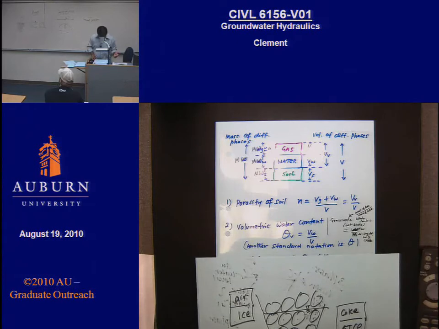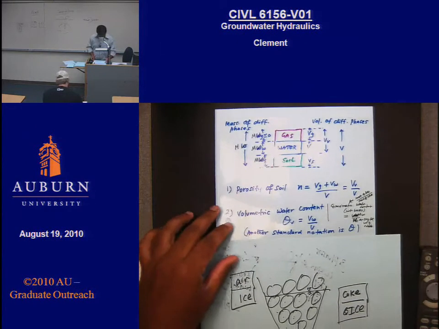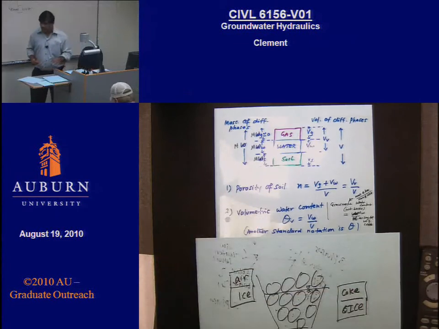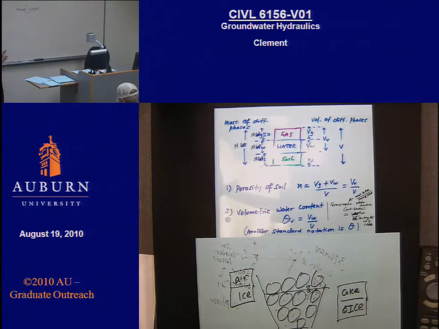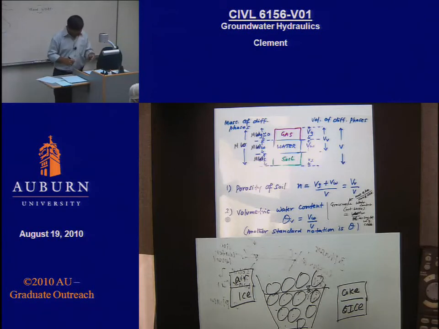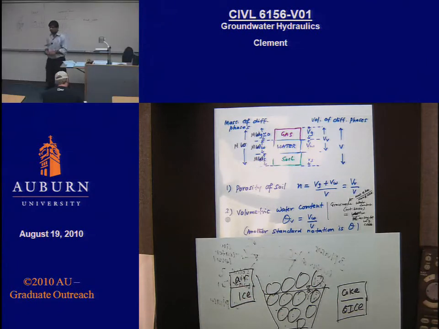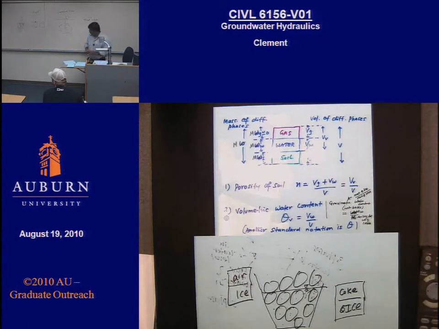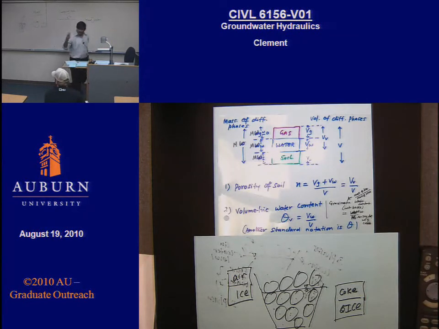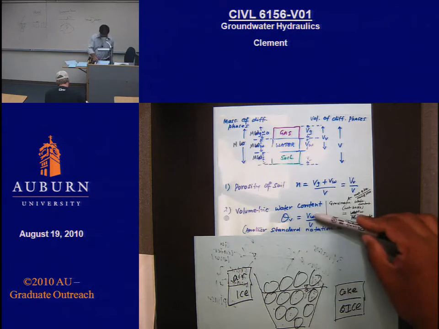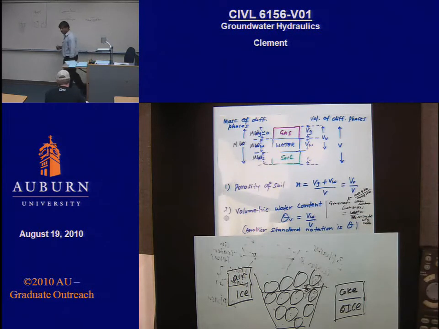The next definition we commonly use is volumetric water content. The volumetric water content of an unsaturated soil, which is a three-phase system again, is by definition the volume of the water divided by total volume. As I said, we are dealing with an unsaturated system, so we have air, water, and soil all mixed together. But when we define volumetric water content, we ignore the air phase. Basically, it's the volume of water divided by total volume.